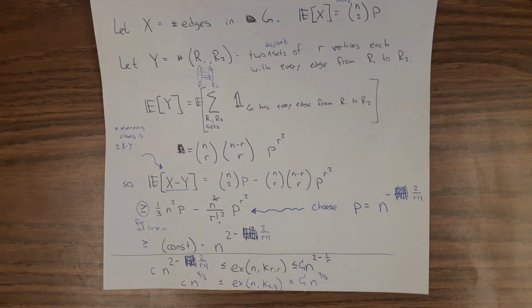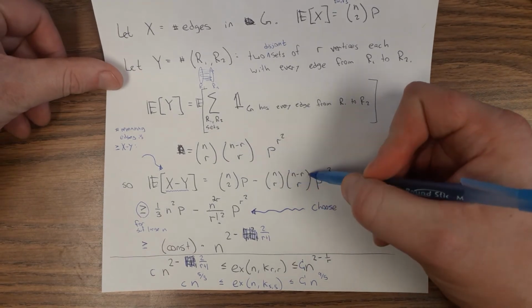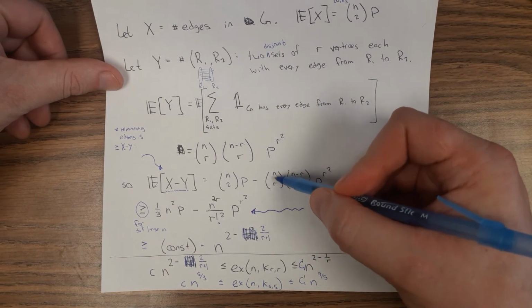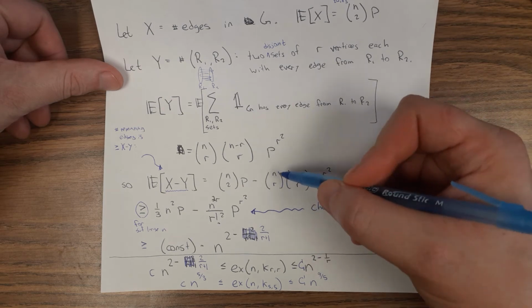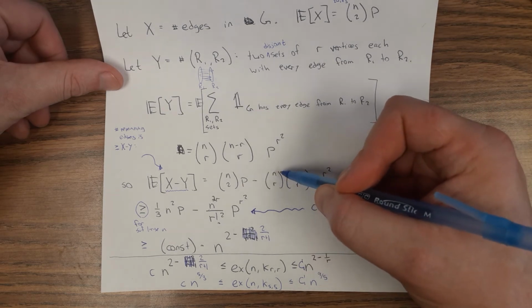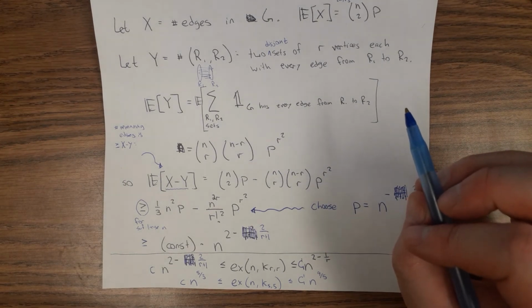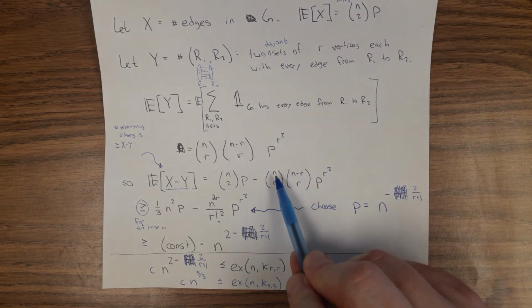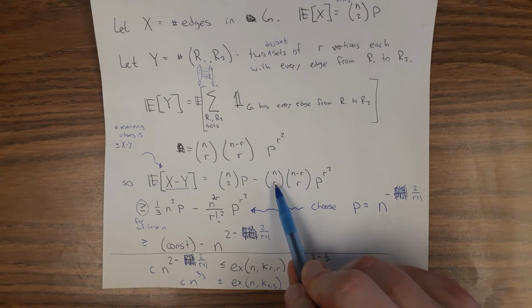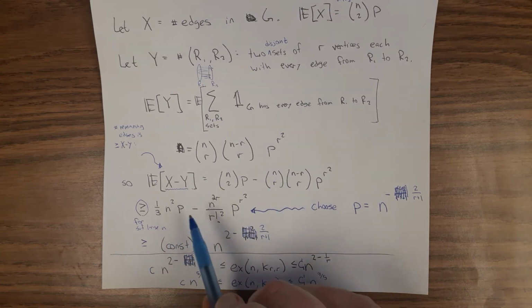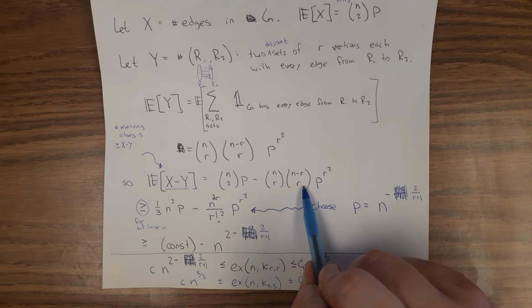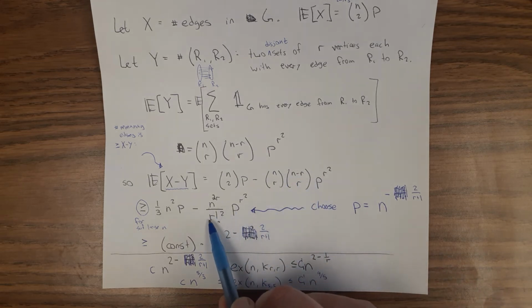Also, I'm using some simple inequalities here, like n choose r is at most n to the r over r factorial. And this is also at most n to the r over r factorial. So I got n to the 2r over r factorial squared here.